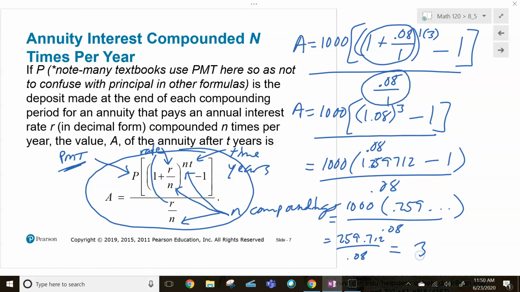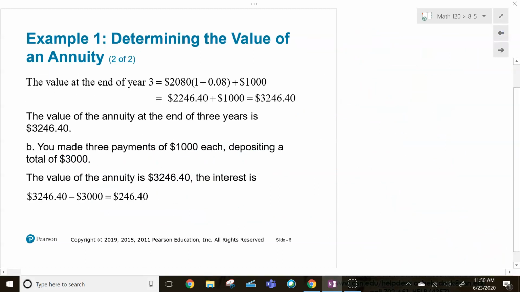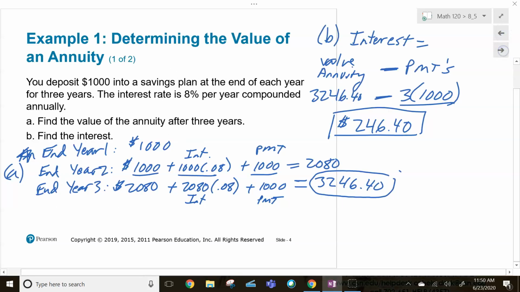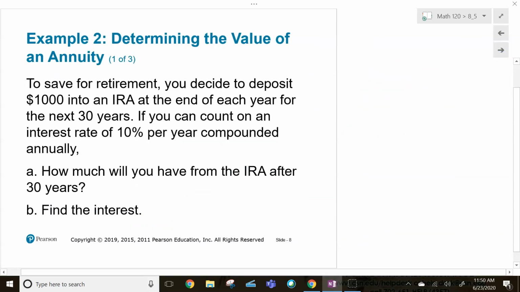We got the 3246.4. Okay. Just like this one here. We had the, whoops, where is it? The 3246.4, right? So same thing, you can use that formula now. Let's do another one with the formula.